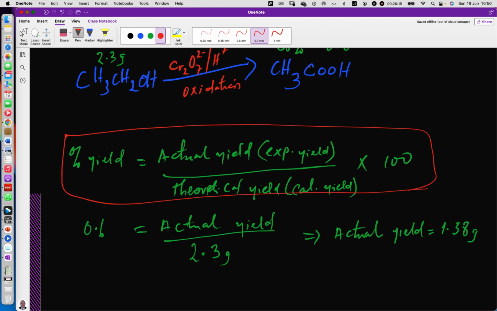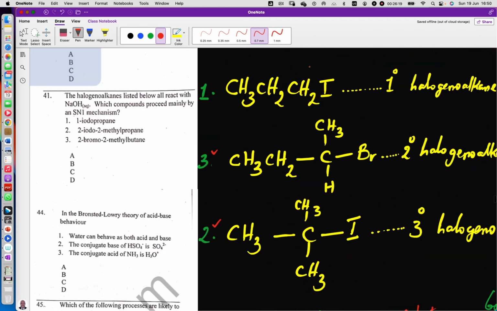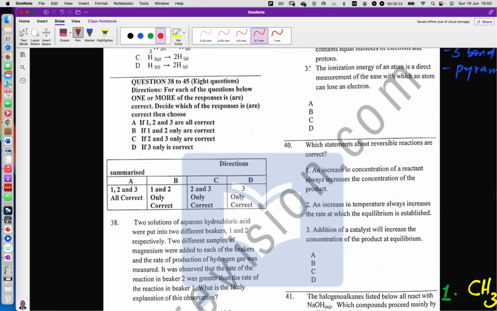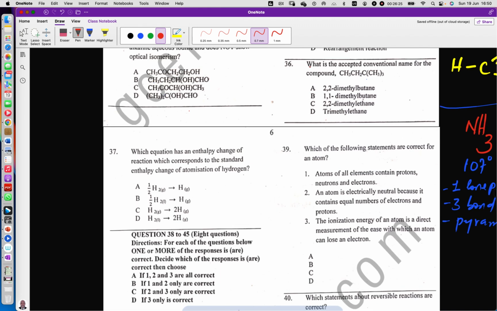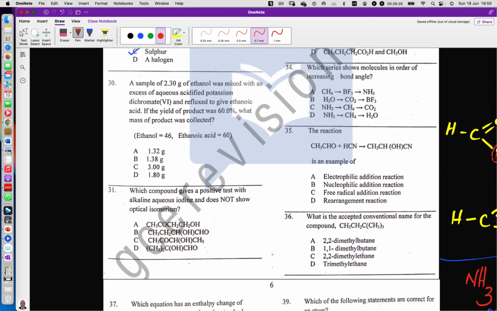1.38 gram. If we go to our answer column to see if we can have 1.38 gram for question number 30, we will have 1.38 gram as B, and we say B is our right answer for question number 30. The right answer is B, 1.38 gram.